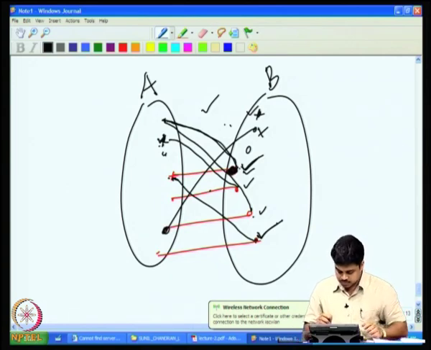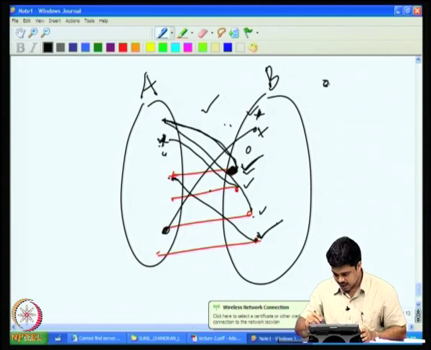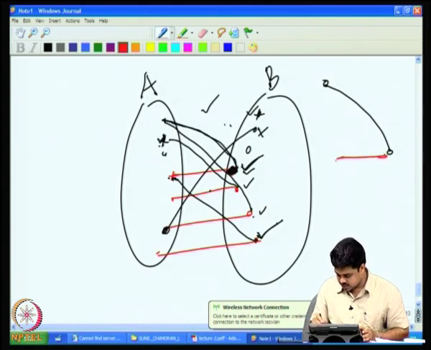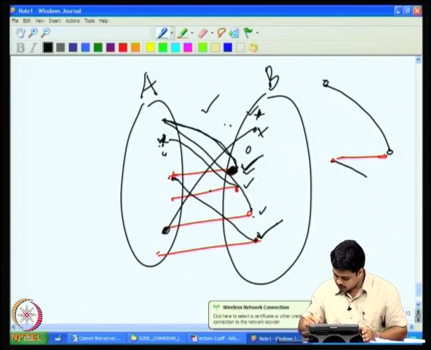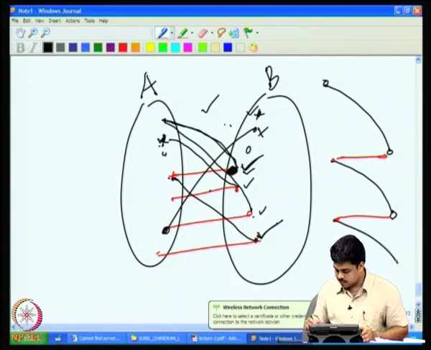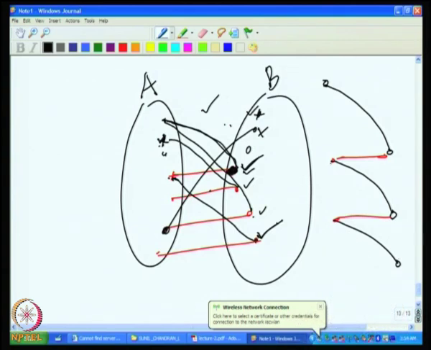So, it happens that whenever I see a path starting from an unmatched vertex and reaching a matched vertex, and then I follow a matched edge to here, then again I take a non-matching edge, an edge from outside the matching, then I reach the other side, and then I follow this thing. This kind of a path is called an alternating path. The definition of the alternating path.